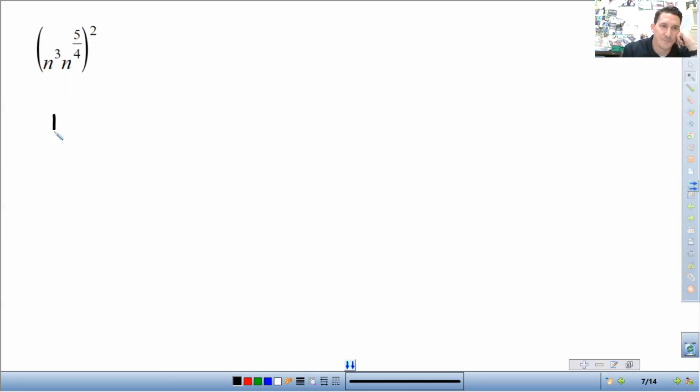So 3 times 2 is 6, and then n to the 5 over 4 times 2. Again, if it's not a fraction, make it a fraction, and then you just multiply straight across. 5 times 2 is 10, 4 times 1 is 4. So this is n to the 10 fourths.